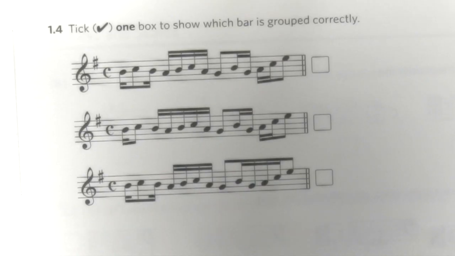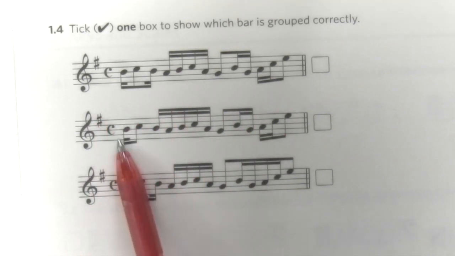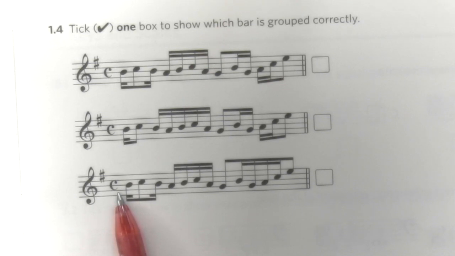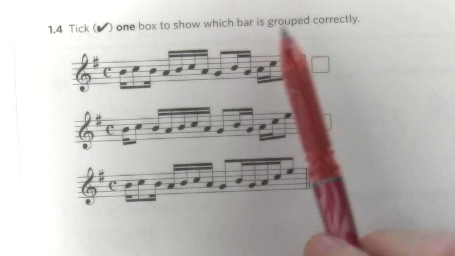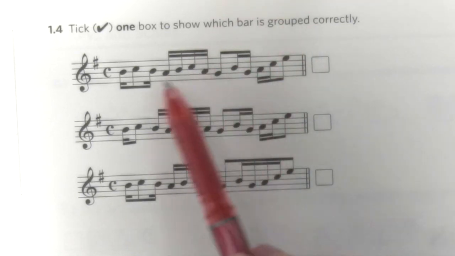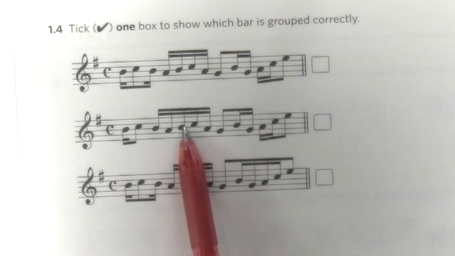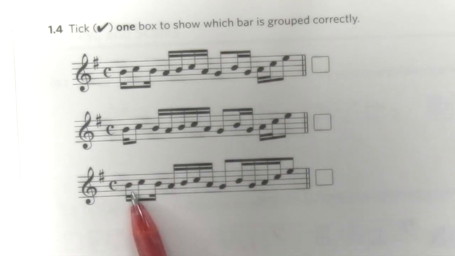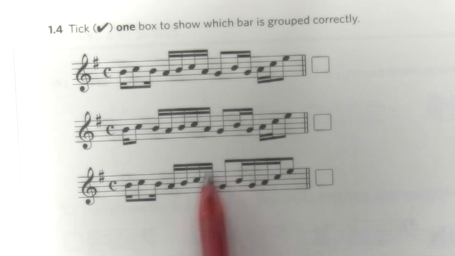In this 4th question, we need to tick the box that shows the bar that is grouped correctly. The time signature is 4/4, common time, as you probably know. Again, let's have a look from above. 1, 2, 3 and 4 groups. That could be 1, 2, 3, 4 groups. That could be 1, 2 and then 3, 4 beamed together. That could be as well. It could happen, but I'm not talking about this specific case.